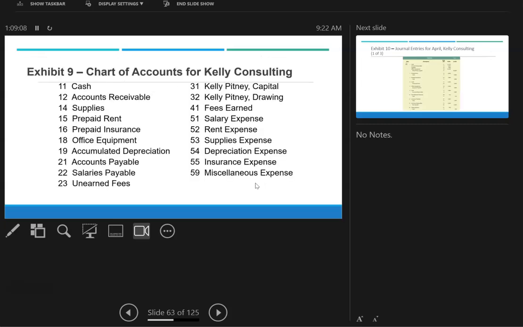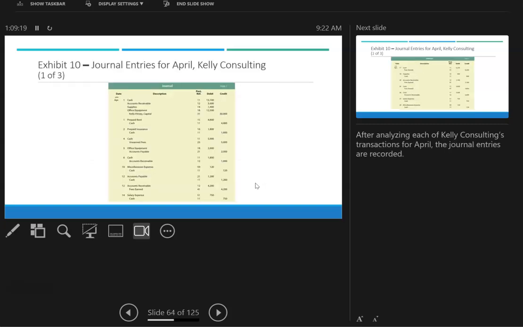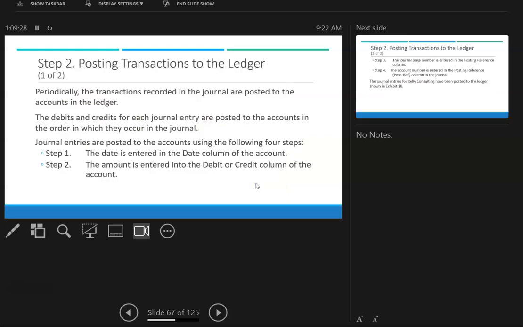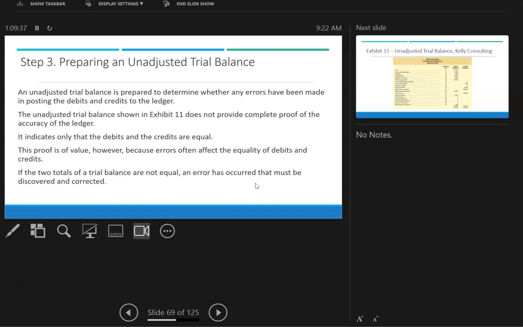Then we have a chart of accounts. Each transaction has to go into one of these accounts, right? After we do that, we prepare a journal entry, all the journal entries, then we end up posting all of those journal entries to the various accounts. We put in the date, we put in the amount, and we show, is it a debit or a credit?